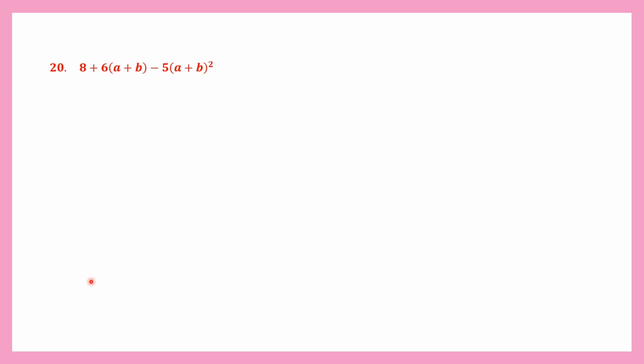Question 20. Here we have 8 plus 6 into a plus b minus 5 into a plus b the whole square. So again a plus b is common. So let's consider a plus b. Let a plus b be equal to x. Since we are already having the letters a and b, I've taken the letter x, which is different. So now, wherever you have a plus b, write x. So here we have a plus b, we'll write x. Here also we have a plus b, we will write x.